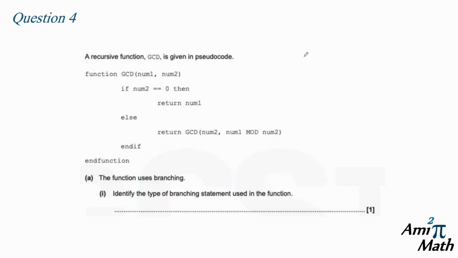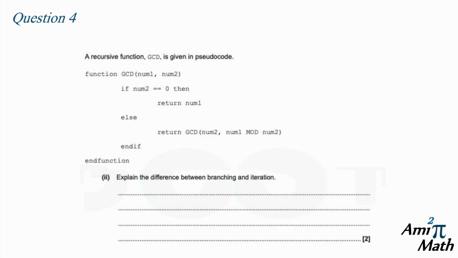A recursive function GCD is given in pseudocode. The function uses branching. Identify the type of branching statement used in the function. Okay, well, this is a really, really easy one. The type of branching statement, well, the only one we really know is if, and isn't if here, right? So, yeah, your answer is if. And then explain the difference between branching and iteration. Okay, so branching decides which code is run, whereas iteration repeatedly runs code in the same sequence.